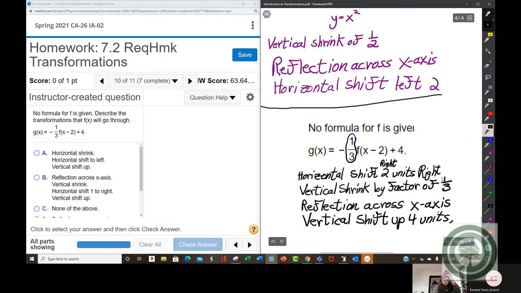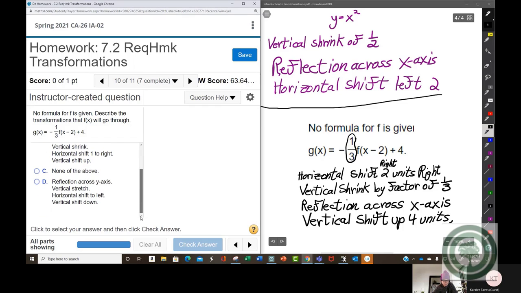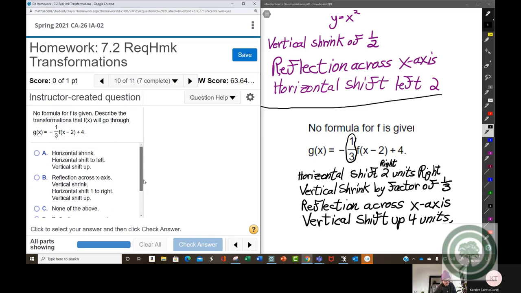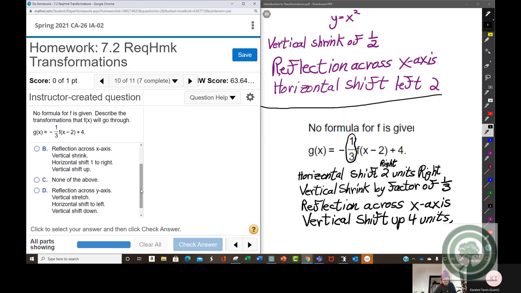Okay. All right, here we go. Horizontal shrink, no. So I eliminate A immediately. Reflection across x-axis, yes. Vertical shrink, yes. Horizontal shift, 1 to right, no, wrong. All right, reflection across y-axis, no. I'm afraid it's going to say none of the above. There is a vertical shift up. There is a horizontal shift. No, it's to the right. And this is to the right, but it says 1 to the right, and it's not 1 to the right. I'm going to be forced to say none of the above.